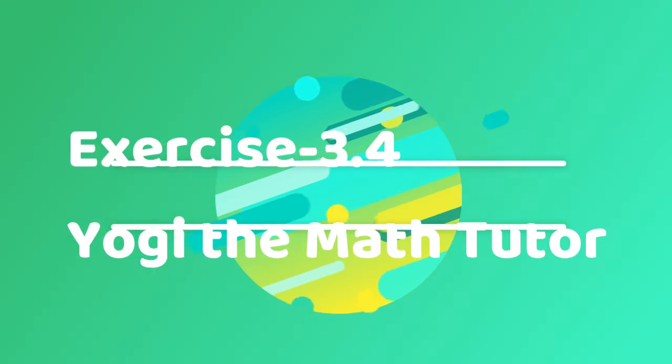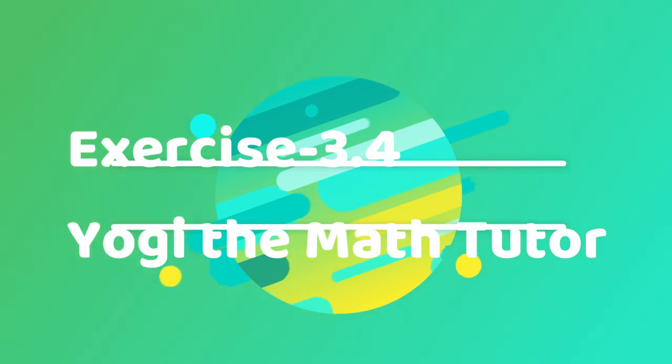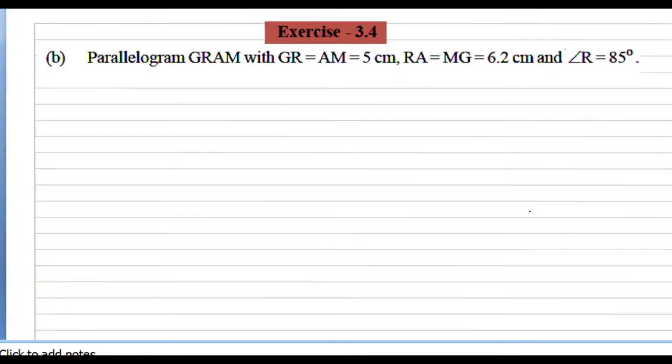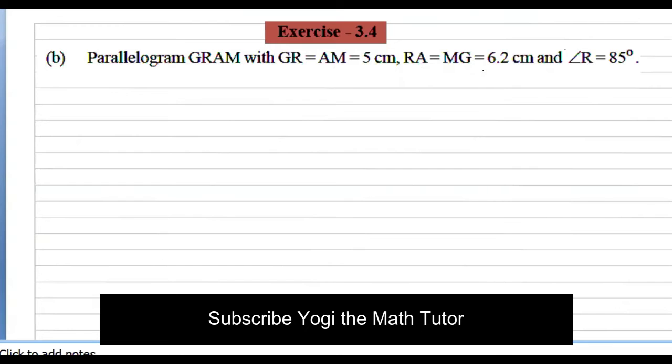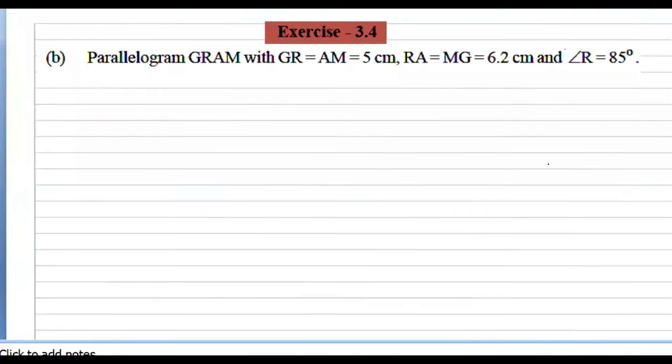Now I'm going to explain the problem in exercise 3.4, second one. Here we have the question: parallelogram GRAM with GR equal to AM equal to 5 centimeters and RA equal to MG equal to 6.2 centimeters, and angle R is 85 degrees. So what is our first step? We need to draw a rough sketch of the parallelogram and label it with the measurements.